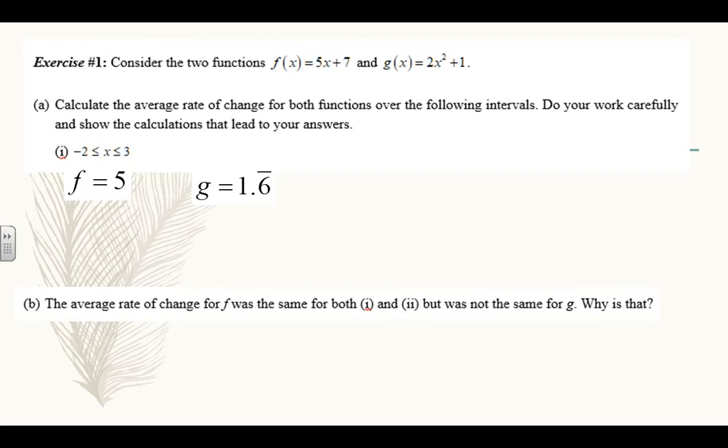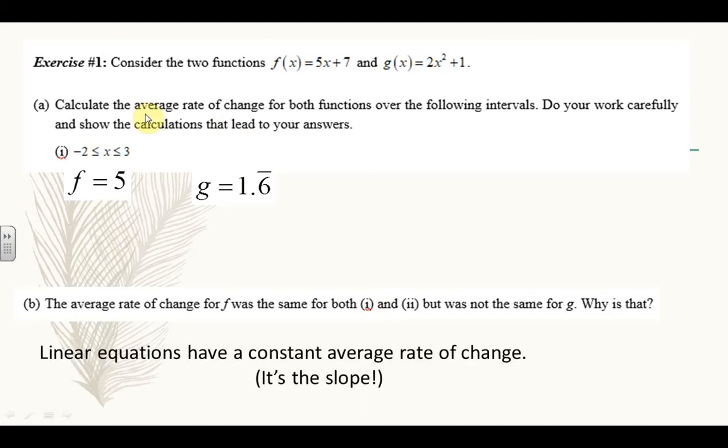Most likely not in Algebra 2, they're going to ask you to compare the two average rates of change. So therefore, the average rate of change of f... It's not going to change the answer, but this is 2. The answer's still going to be right, but this is 2. Okay, the average rate of change of f was the same for both. What was the name for g? Why is that? Linear equations will always have a constant slope.